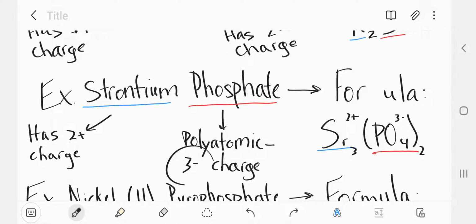Okay. Clearly, these are not balanced. +2, -3. How many strontium atoms and how many phosphate ions will you need so that these can become balanced? Well, if you take 3 of these strontiums and 2 of these phosphates, let's do it one by one. 3 strontiums, 3 times +2 becomes +6, right? And if you take 2 of these -3s, it becomes -6. -6 and +6 cancel out, which means that's going to be our formula.